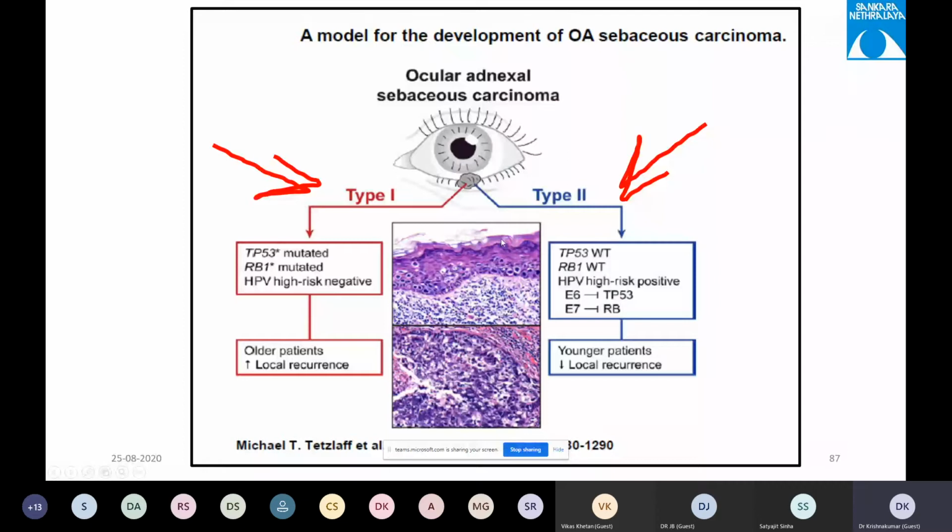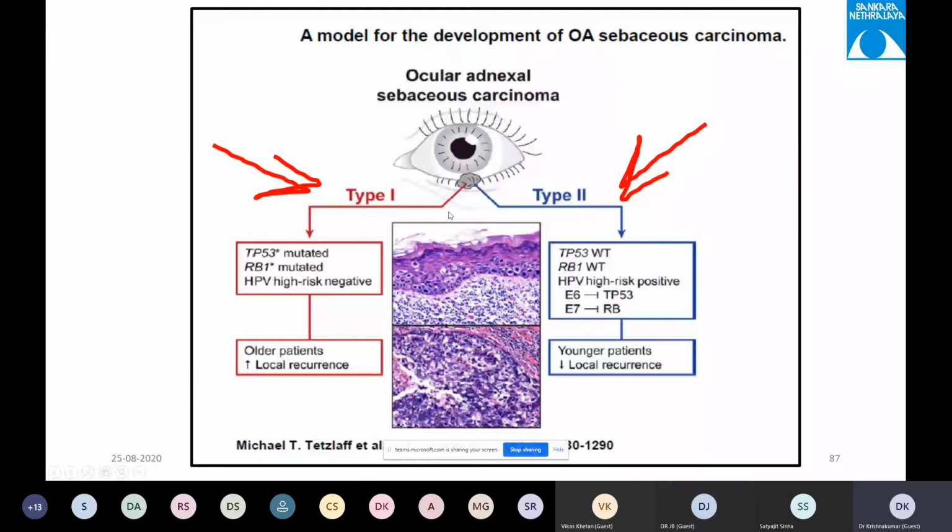Type 1 is seen in older patients, with increased local recurrence, and P53 and RB1 mutation is high, and the human papillomavirus is negative. Type 2 is in younger patients, with less local recurrence. There is wild type P53, and they are saying human papillomavirus is positive. So other people have to do studies to look for human papillomavirus and sebaceous gland carcinoma. But this is the classification which has come from Bita Esmaeli, type 1 and type 2 sebaceous gland carcinoma.